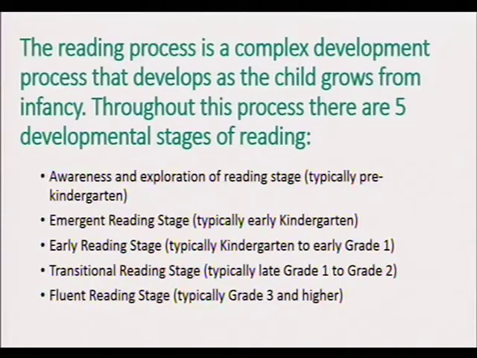The reading process is a very complex process that occurs throughout a child's development. And you get different stages, such as the first, which is the awareness and exploration of reading stage. Then you have your emergent reading stage, early reading stage, transitional reading stage, and lastly your fluent reading stage. So in the first 4 stages, children will get to know letters and sounds, and then the last stage is basically from grade 3 and upwards, where by that time they should be able to read fluently. By then they should be able to put their word recognition and comprehension together.